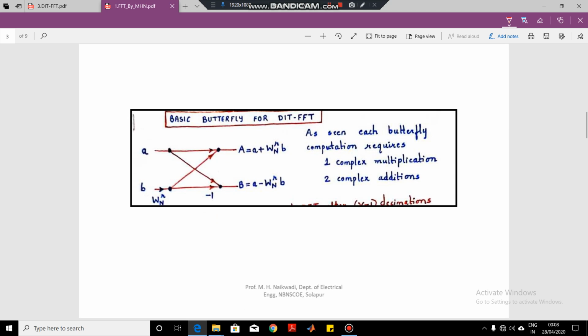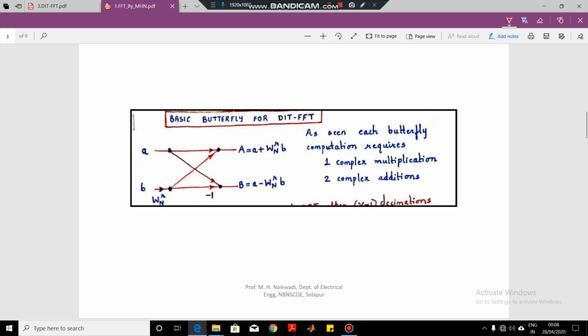So this is the basic butterfly for DIT FFT. These are the inputs a and b. Here we have the twiddle factor W_N^R, and here we have the outputs. So this is a butterfly. This structure looks like a butterfly, that's why it is called a butterfly. Now this is the basic butterfly, and we will be using it in our signal flow graph.